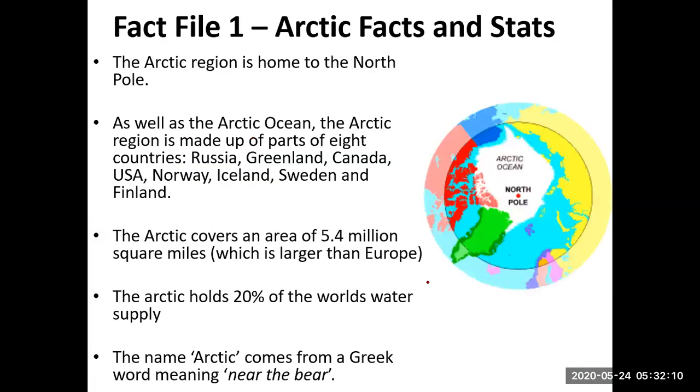So fact file 1, Arctic facts and statistics. The Arctic region is home to the North Pole, as well as the Arctic Ocean. The Arctic region is made up of parts of 8 countries: Russia, Greenland, Canada, USA, Norway, Iceland, Sweden, and Finland. The Arctic covers an area of 5.4 million square miles, which is larger than Europe. The Arctic holds 20% of the world's water supply. The name Arctic comes from a Greek word meaning near the bear.